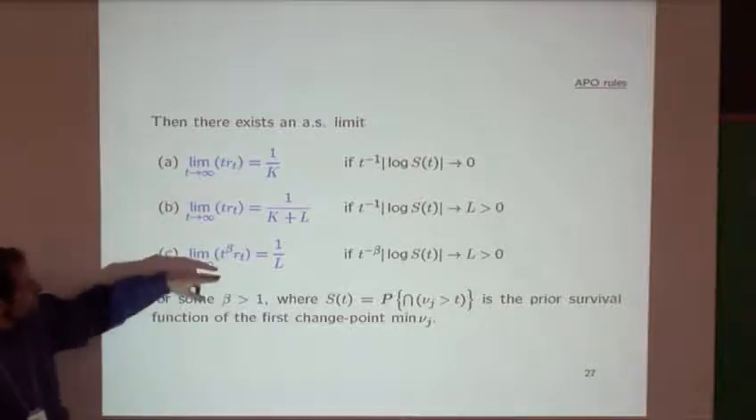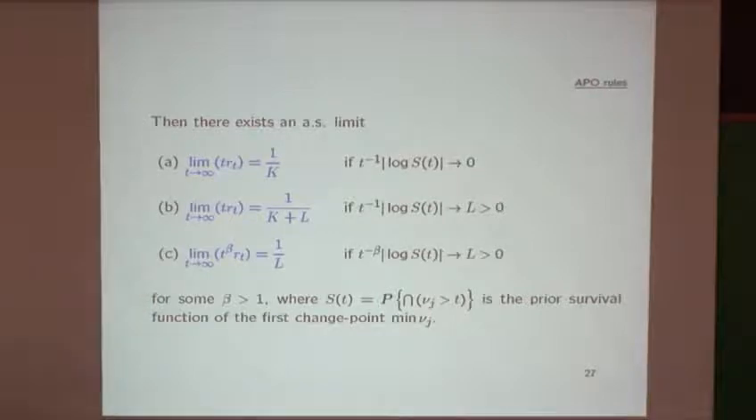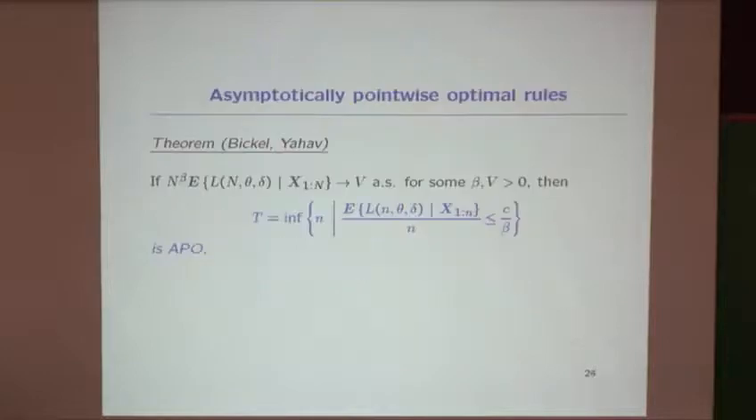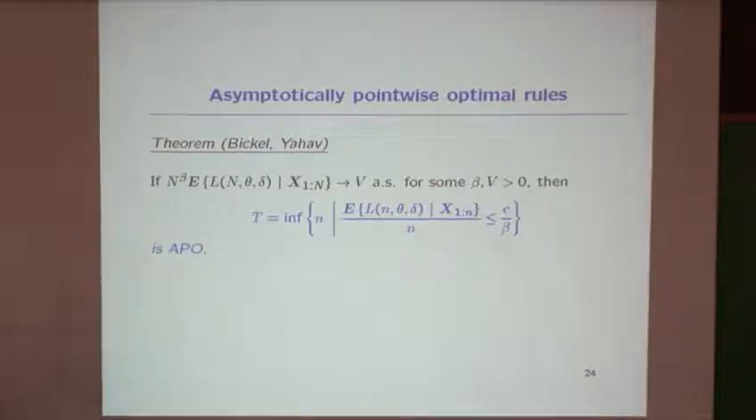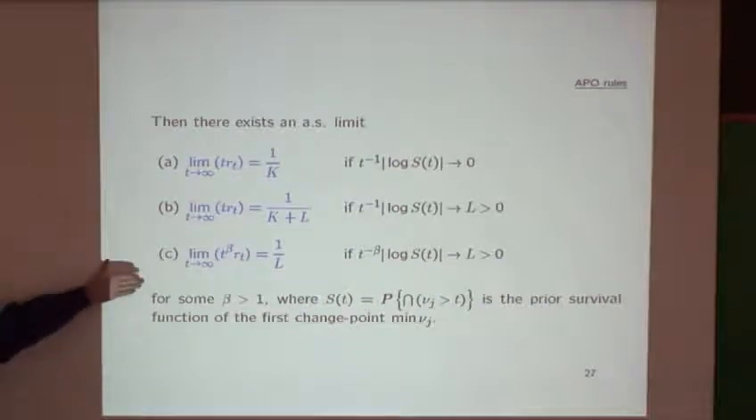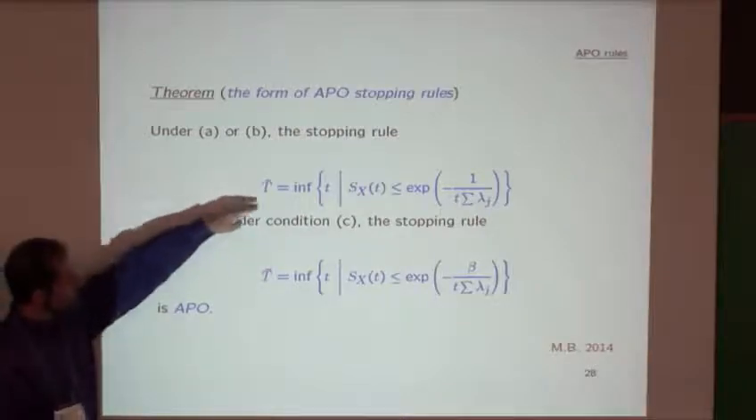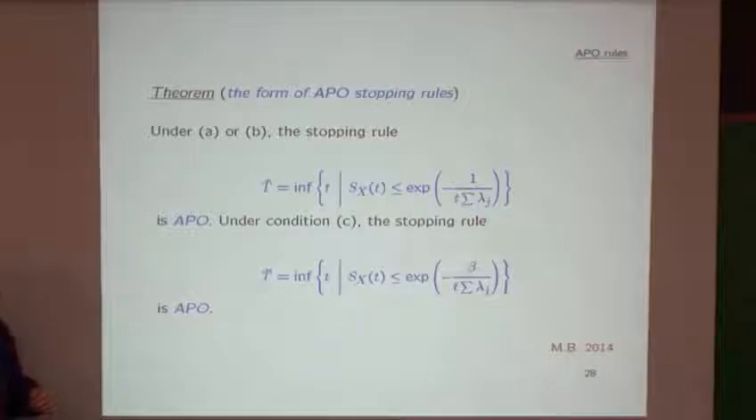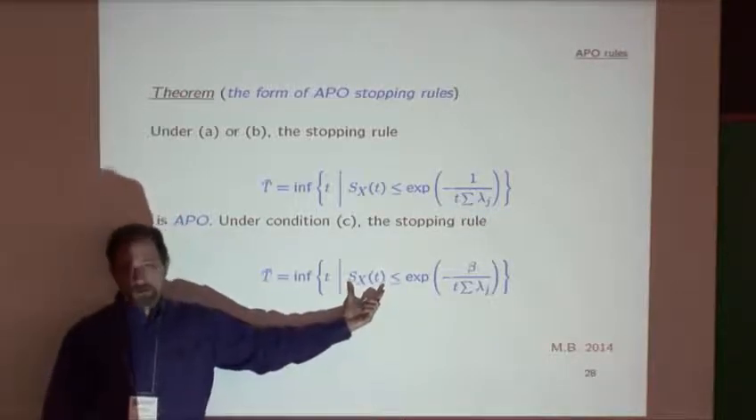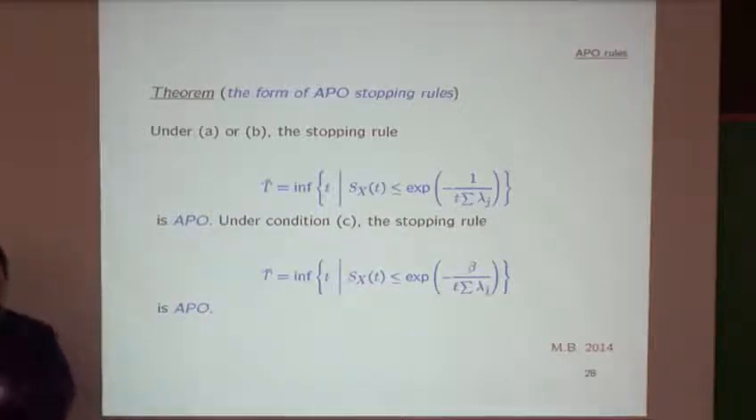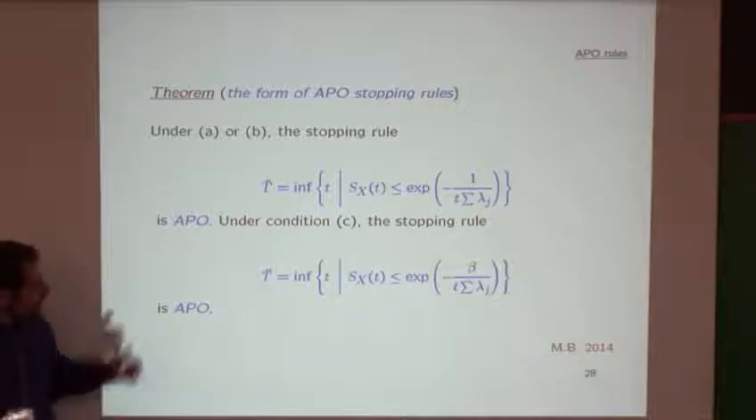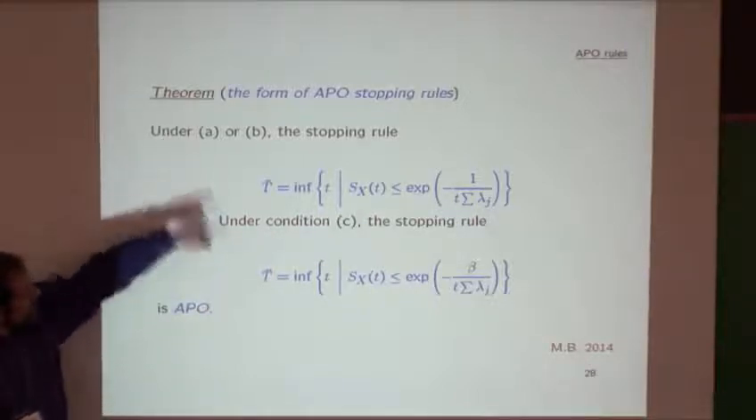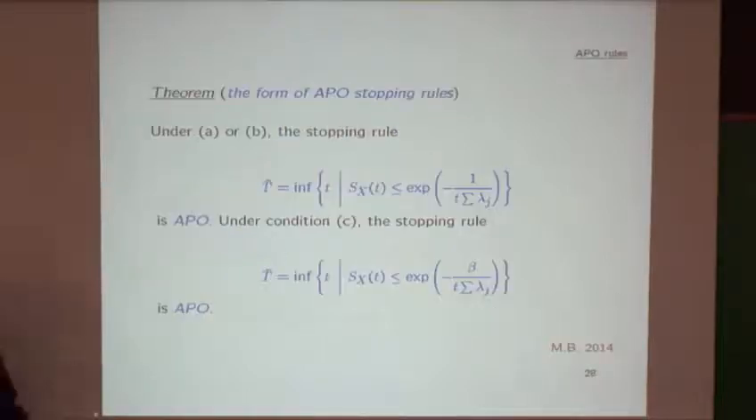Then, depending on the rate of growth of the posterior expected loss, these are the conditions that are similar to the Bickel-Yakir theorem, the rate of convergence of the expected posterior loss. So under different rates of convergence, there will be two different forms of the asymptotically pointwise optimal stopping rule for change point detection. So first time when this is the posterior survival function, the posterior probability that the change survives through time t. So the change has not occurred by the time t. So when this probability is too low, that indicates that the change has happened. So then you should stop. Either this or these rules, depending on the cases A, B, or C in the previous theorem, will be asymptotically pointwise optimal.